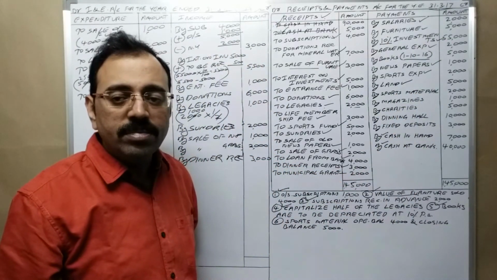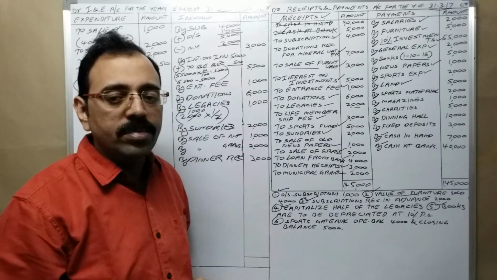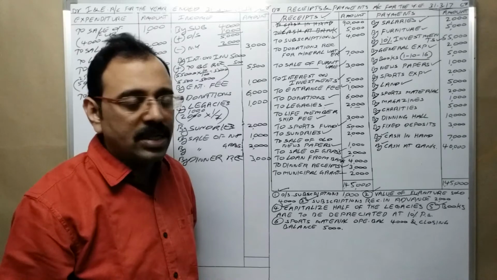The next one, land. It is a fixed asset. Rarely do we buy it. It is a capital expenditure, so ignore it here. Where does it come? On the balance sheet, asset side.